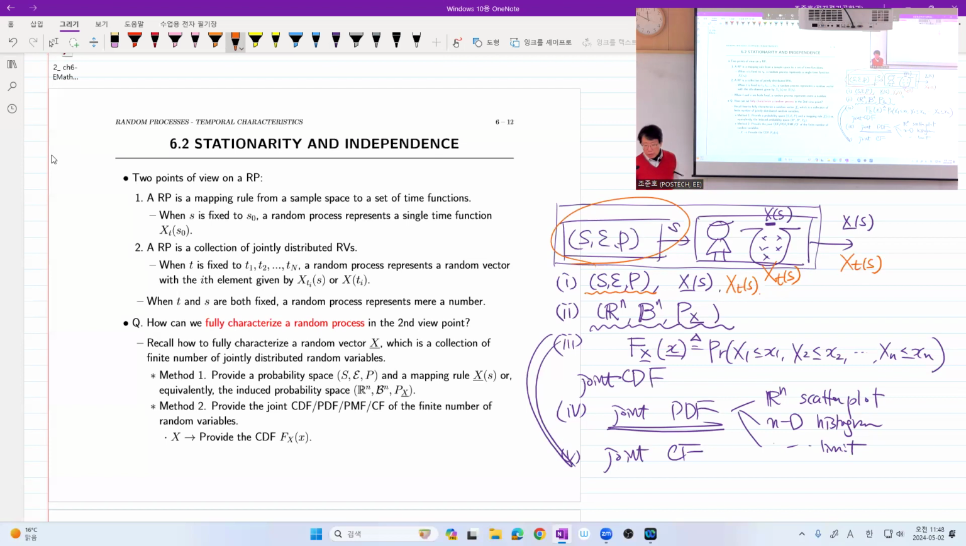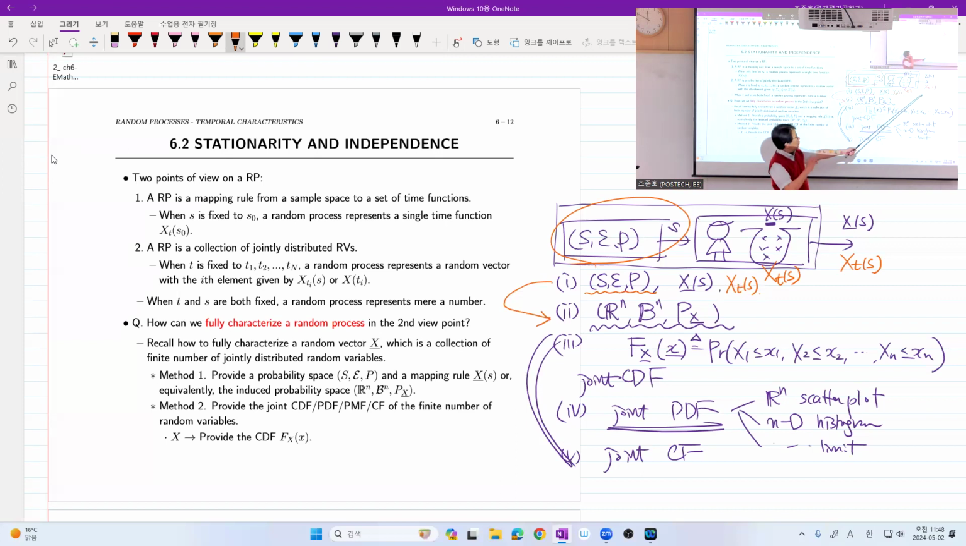Now, the difficulty arises when you want to move from the first full characterization to the second full characterization. Because here, this method can only work with what? With n, a finite number. It could be very, very large. Trillion, 10 to the 10 to the 10 to the million, to the something. However, if you assume this parameter t is from an uncountable set, how can you do that, right?